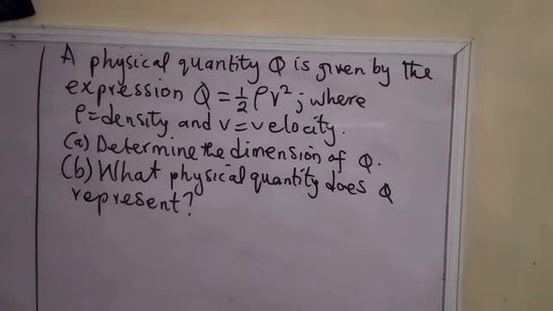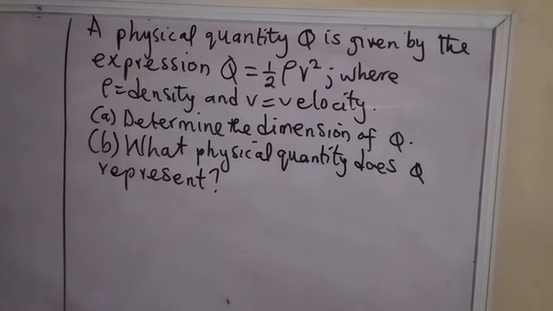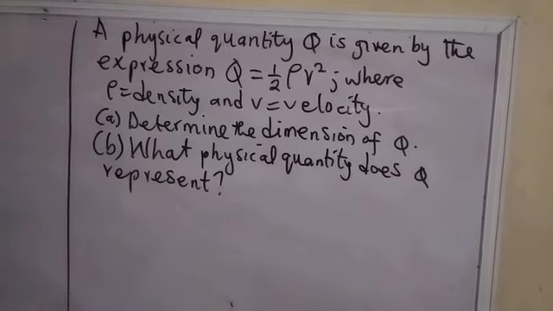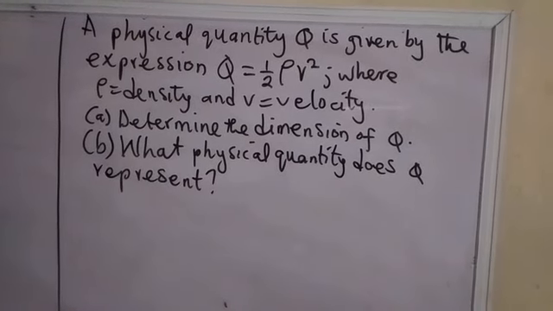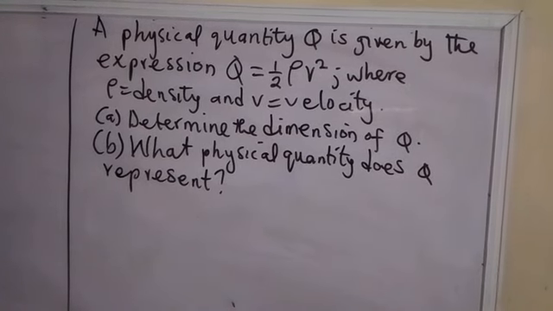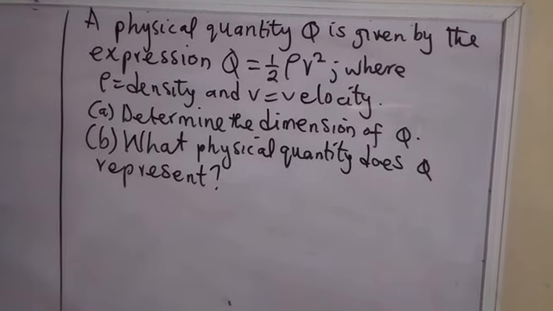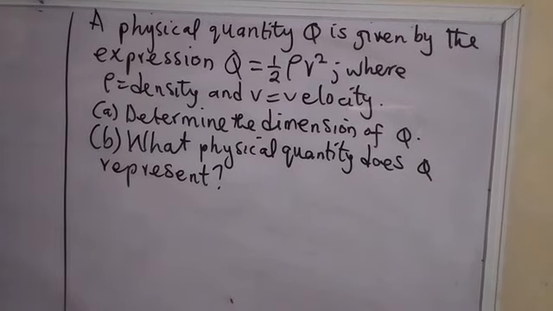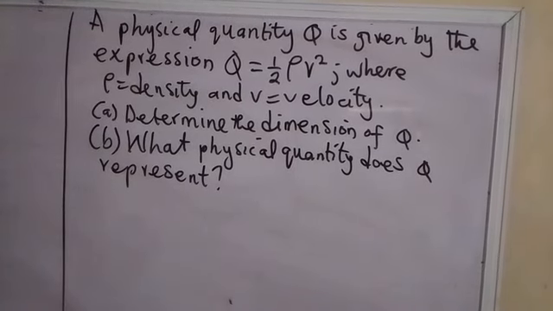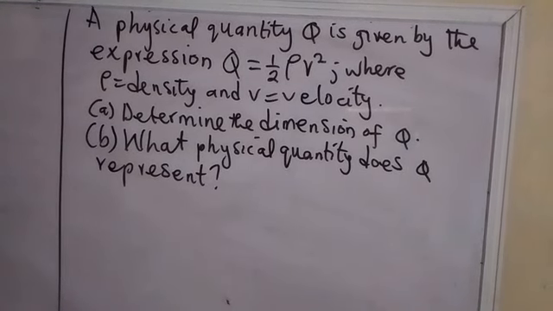Let's solve this problem together on dimension. The question is, a physical quantity Q is given by the expression Q equal to half rho V squared, where rho equal to density, V equal to velocity. The two questions we have to answer are these. A, determine the dimension of Q, and B, what physical quantity does Q represent?